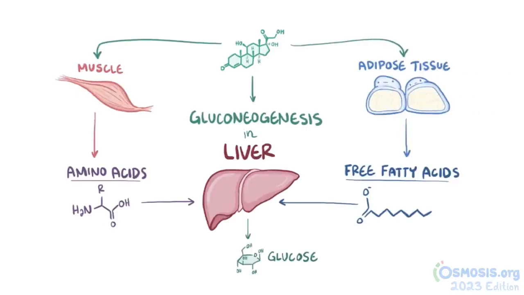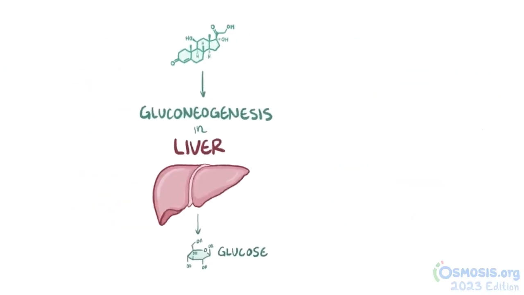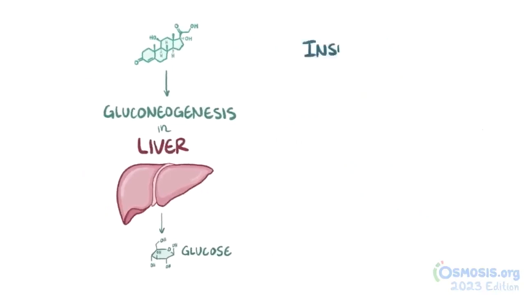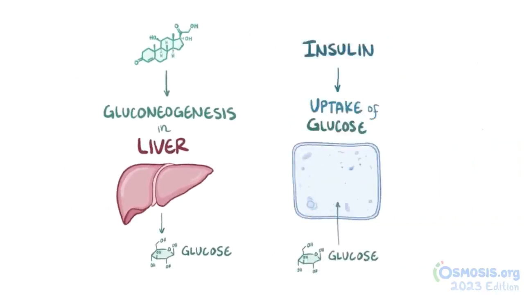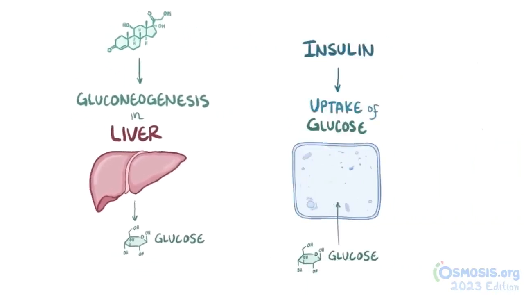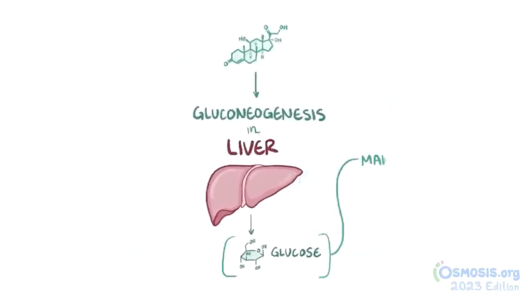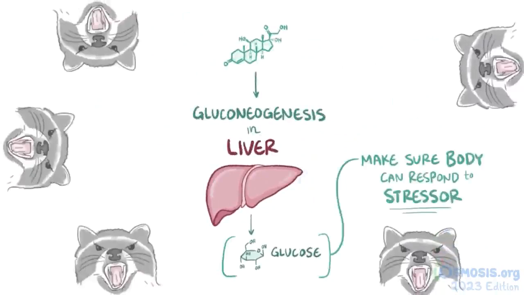So basically, cortisol keeps blood glucose levels high, and this is in contrast to the hormone insulin, which causes glucose to be taken up by various body tissues. And so essentially, cortisol acts to counteract this effect in an effort to make sure that the body can respond appropriately to those raccoons or other stressors.